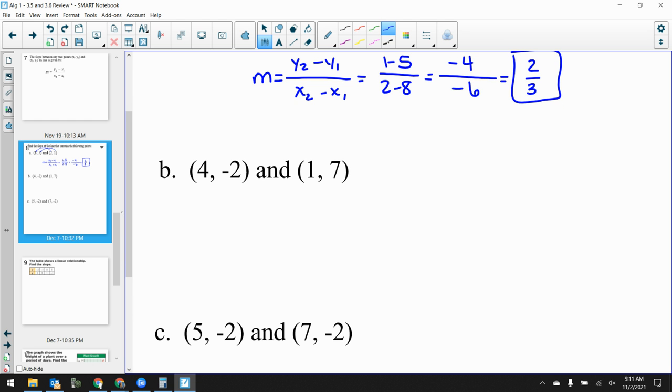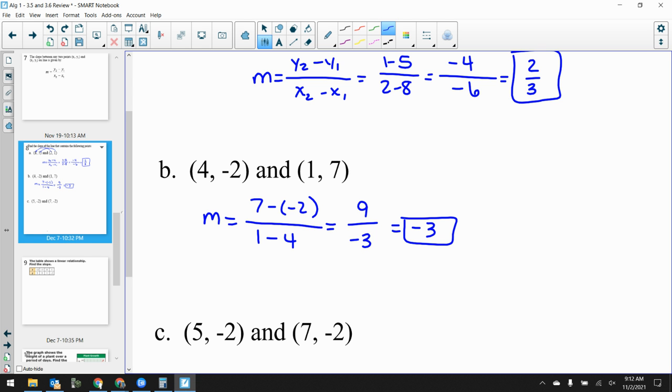Let's take a look at the next one. So my m is 7 minus a negative 2 divided by 1 minus 4, right? 7 minus negative 2, 1 minus 4. So 7 plus 2 gets us a 9. 1 minus 4 gets us a negative 3. 9 divided by negative 3 is negative 3. So my slope is negative 3 there.